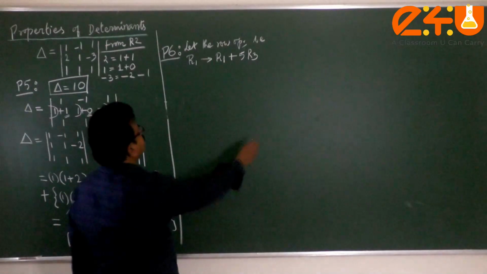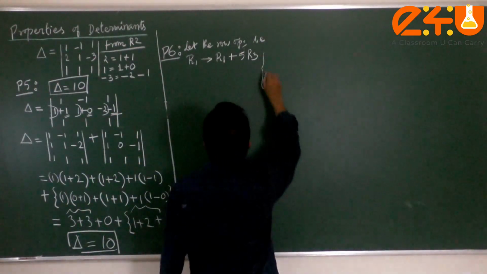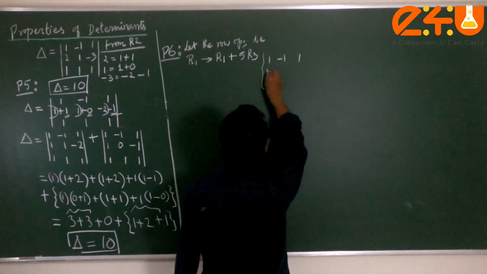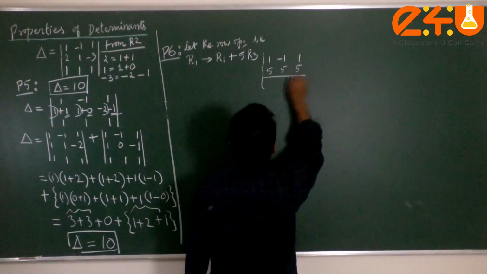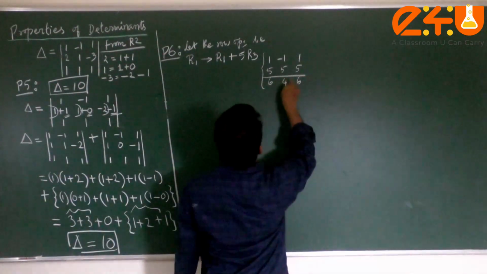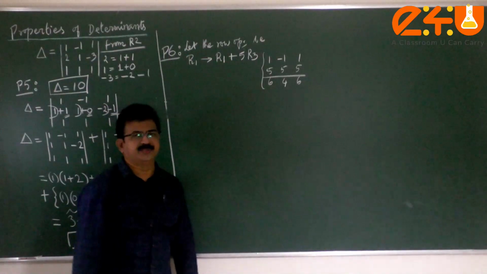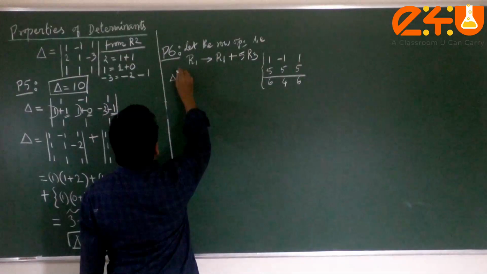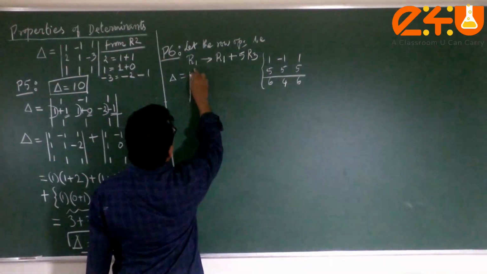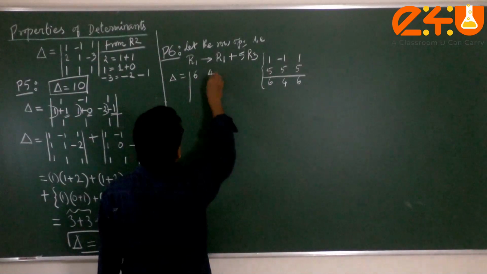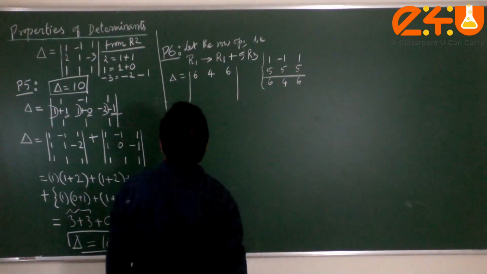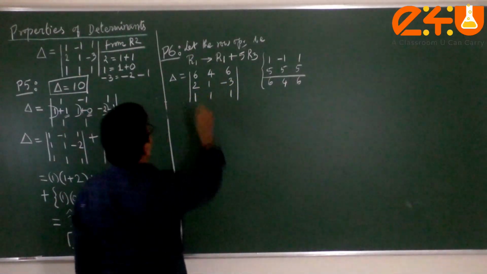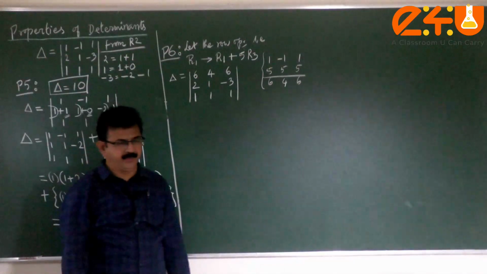Let us do it. What is the element in R1? 1, minus 1, 1. 5 times R3 is 5, 5 and 5. The resulting elements are 6, 4 and 6. So now the delta is modified. How is it modified? Row 1 elements are now 6, 4 and 6. Second row 2, 1, minus 3. Third row 1, 1 and 1.